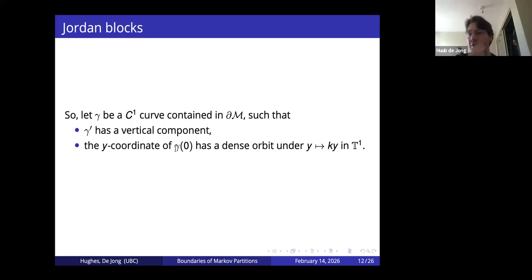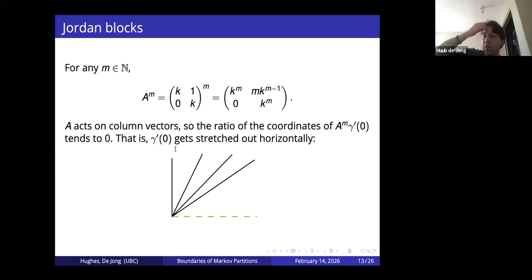This is the difference from the previous case, because in the previous cases, we saw that the base point of the curve can be arbitrary. Here, we need to make a specific choice for it in order to get the contradiction. But we know that we have a curve with vertical change, so we can always find such a base point. If I take A and raise it to some power m, I get this matrix on the right, where the top right corner has this extra factor of m, which means that it's going to be much bigger than just k to the power m.